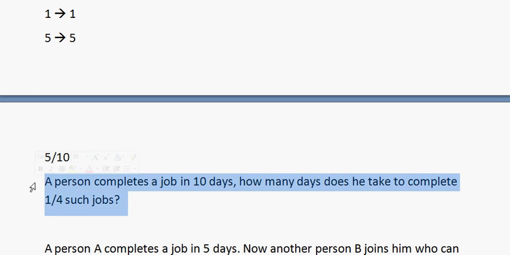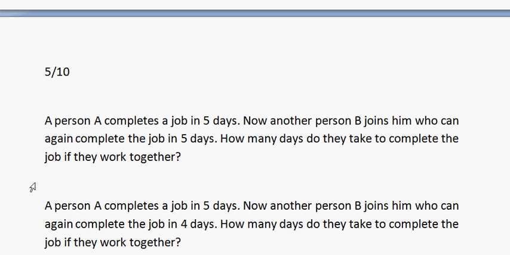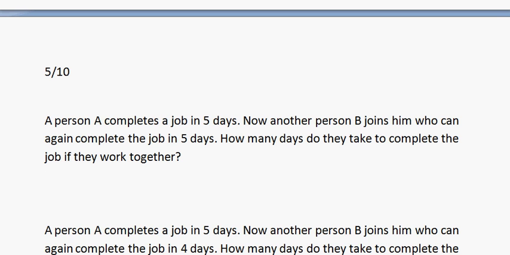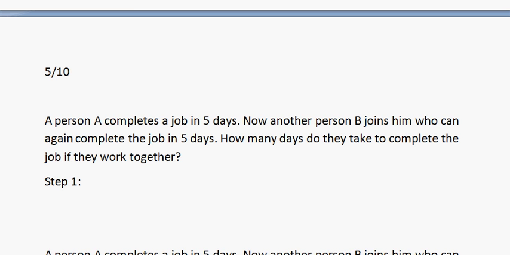This question is similar to the one which is previous, so let's not do this. Let's do this one. A person A completes the job in 5 days. Now a person B joins in, who again completes the job in 5 days if he work alone, right? If they work together, in how many days do they do the job? So to solve these questions, let's introduce few steps. So step 1 is find the work done by each in 1 day, right?